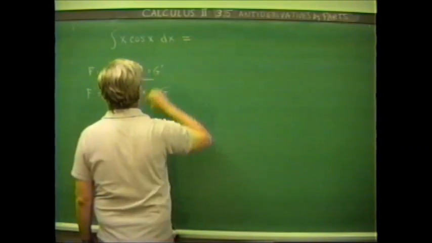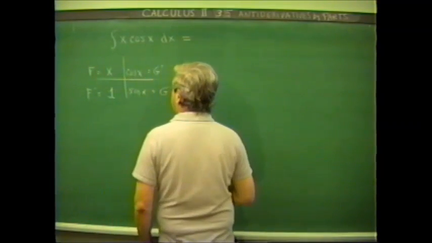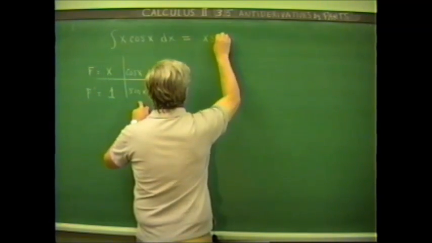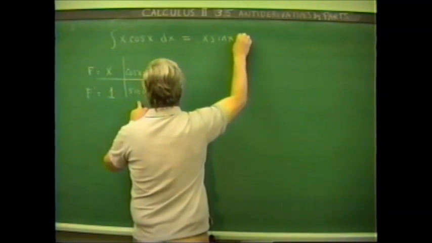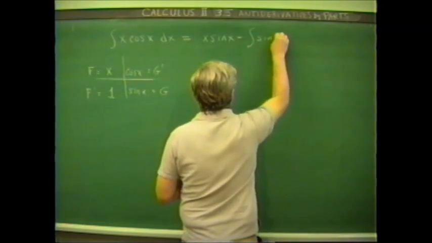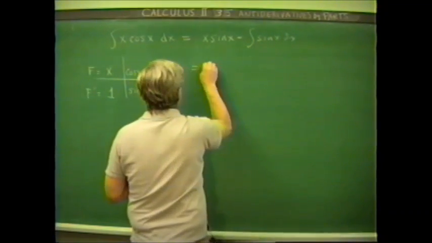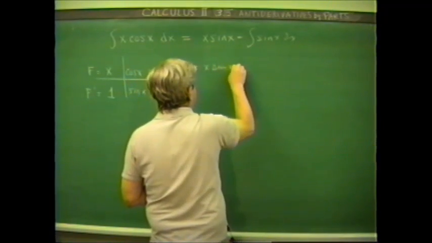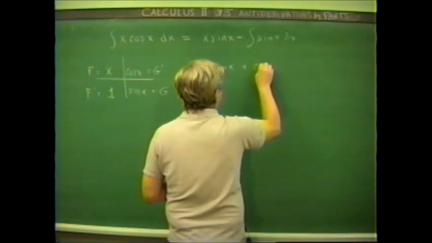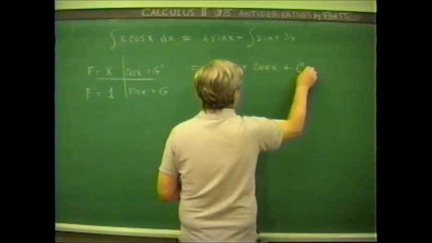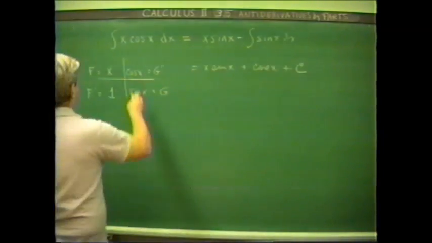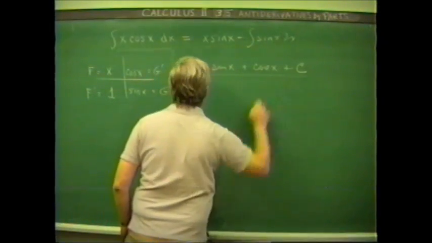So this is going to be equal to x sine x, the diagonal here, minus the antiderivative of sine x, which is going to be equal to x sine x, minus, the antiderivative of sine x is going to be minus cosine x, so plus cosine x plus any constant. So there's the antiderivative then of x cosine x.